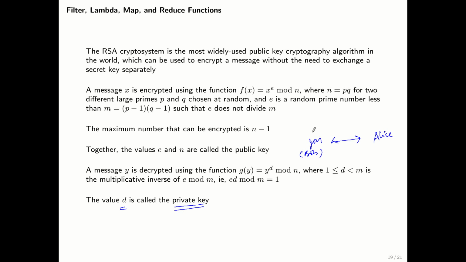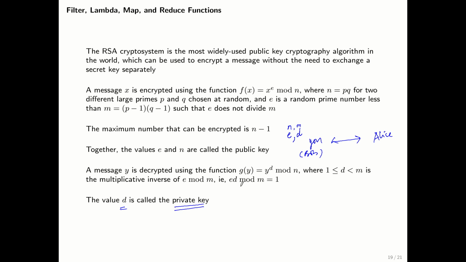Okay, so what you do is at your end you generate N as the product of p and q, two large distinct prime numbers, and then you calculate M as simply (p minus 1) times (q minus 1), and then you calculate E as a random prime number that is less than M and chosen such that it doesn't evenly divide M. So these are things that you do, and you also calculate D, the private key.